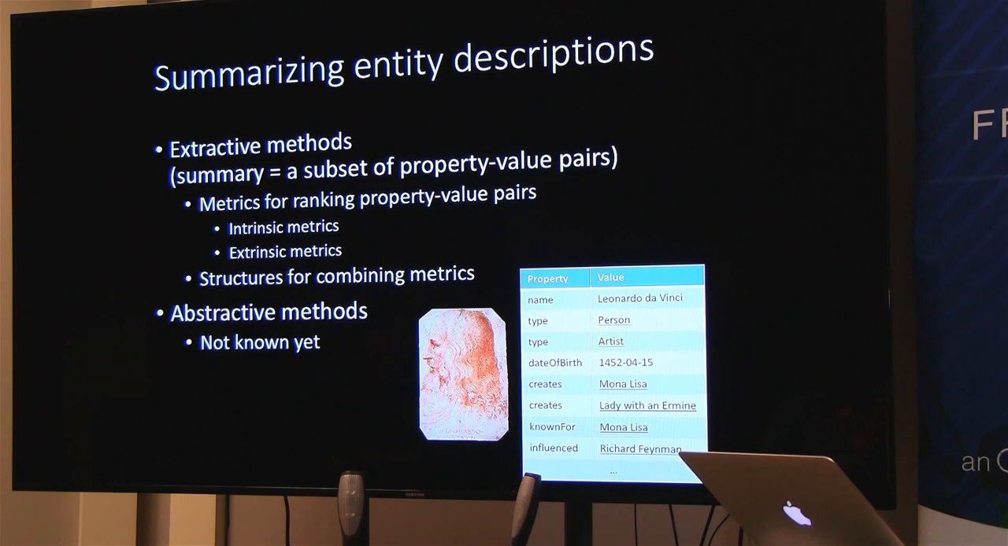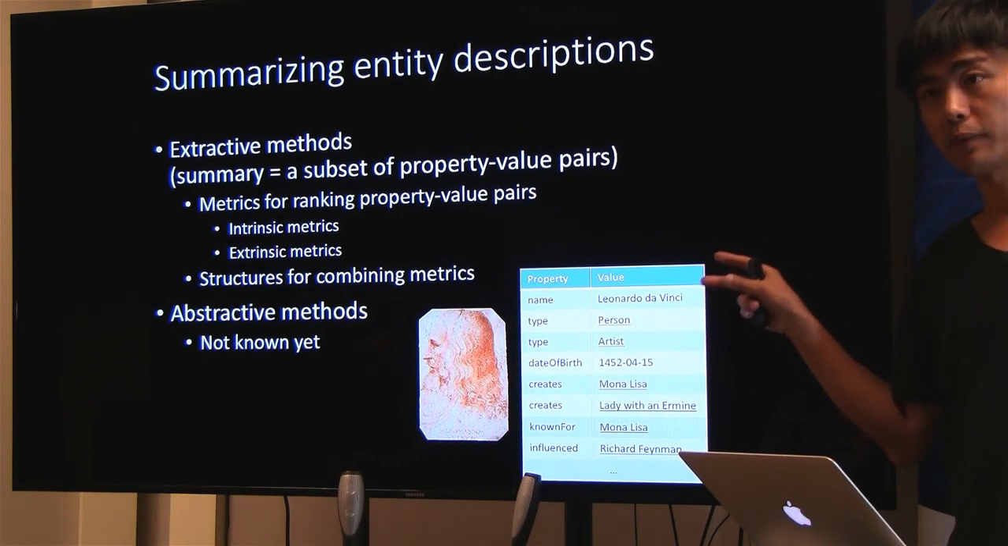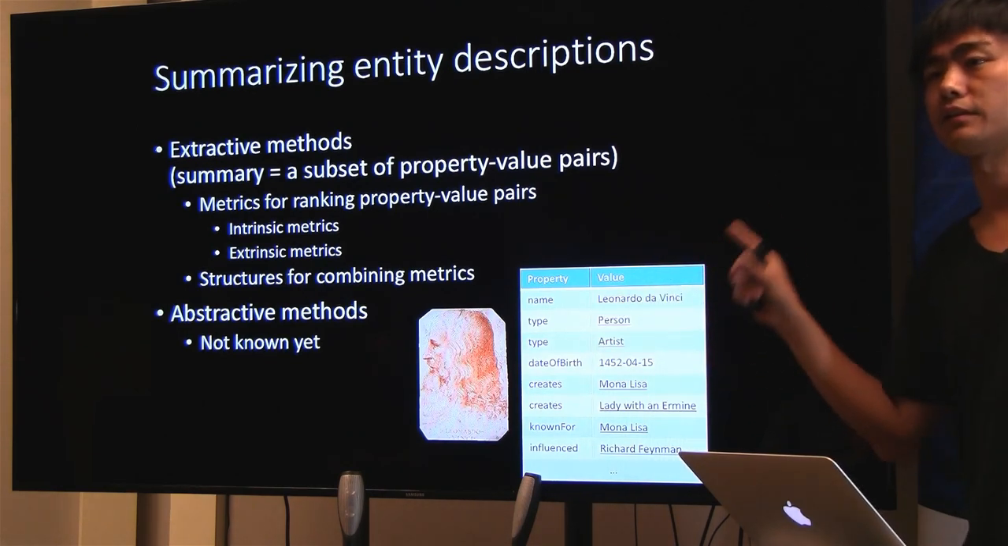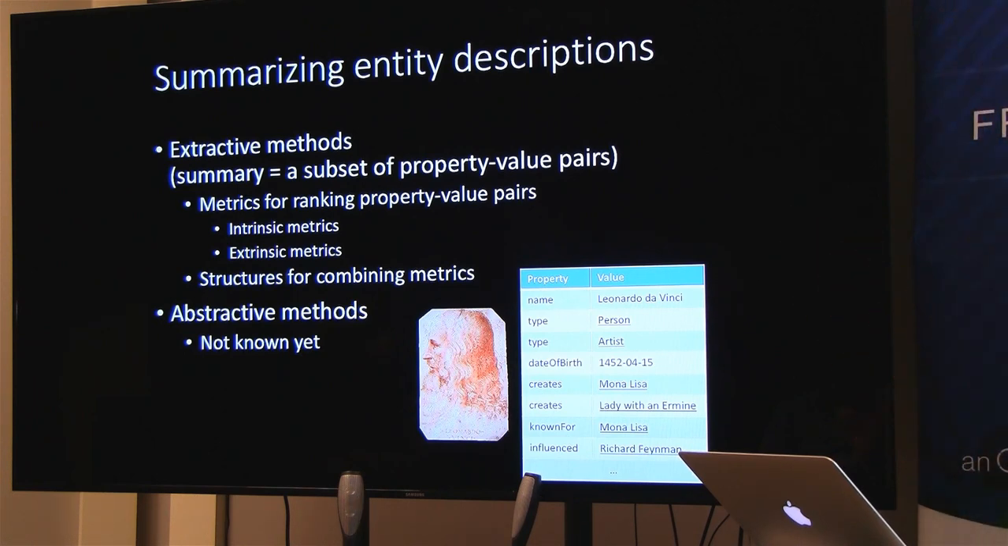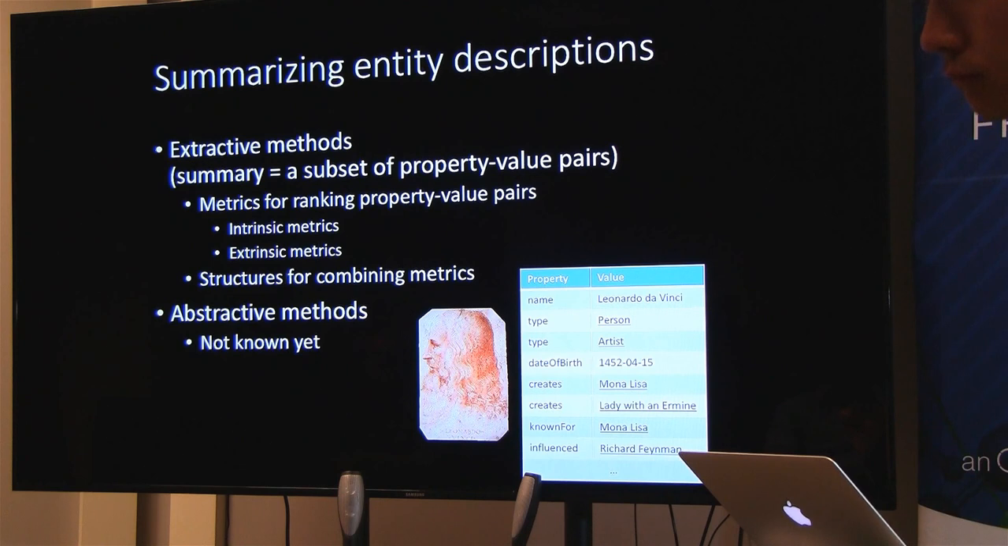So for extractive methods, basically we aim to extract a subset of property value pairs from the description of this entity. That's extractive methods for entity summarization. But to my knowledge, all the known methods are extractive methods for entity summarization. I haven't seen any abstractive method for entity summarization. If you know some, let me know that. Okay. So just a little clarification.